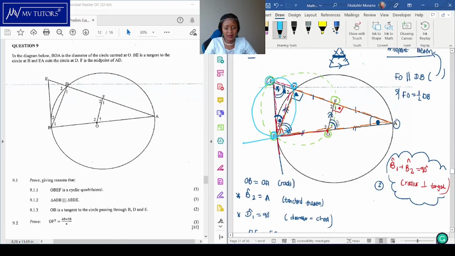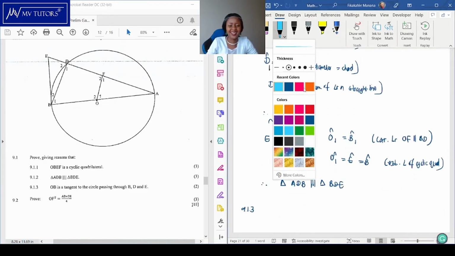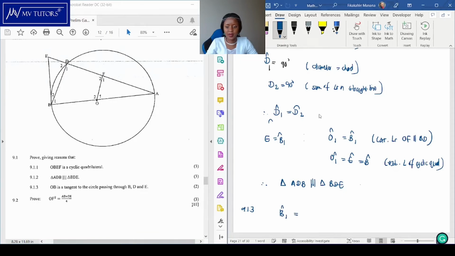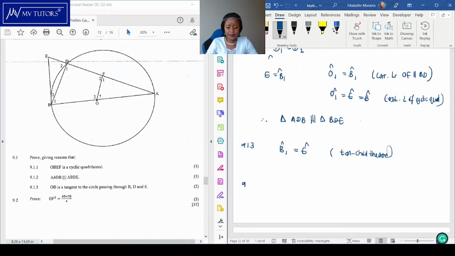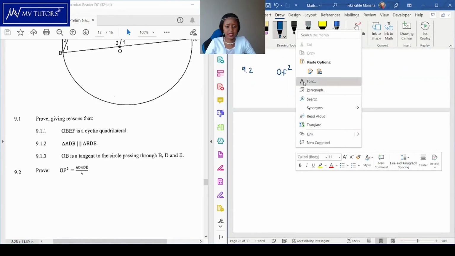Well, B1 is equal to E. We just showed it in the previous question. So B1 would be equal to E, and we would say that is due to the tan chord theorem. So that was quick. Now 9.2 says prove that OF squared is equal to AD times DE over 4. Let me make that a bit bigger. I need this image again.